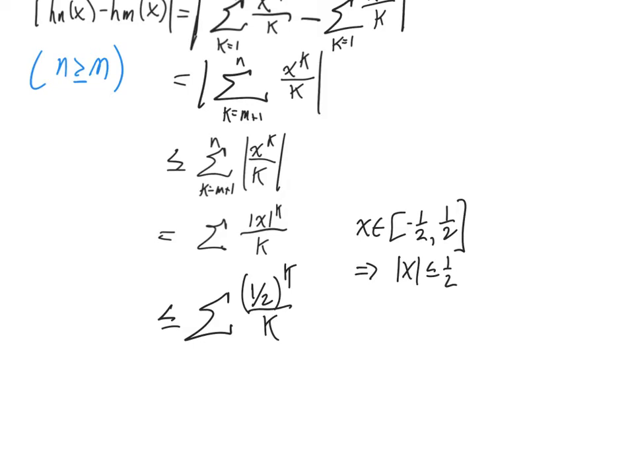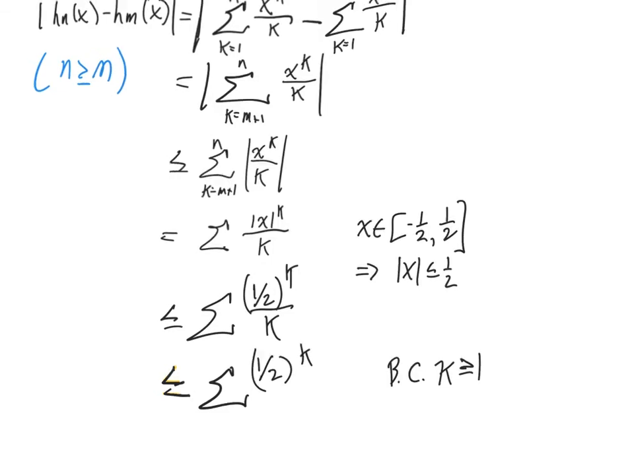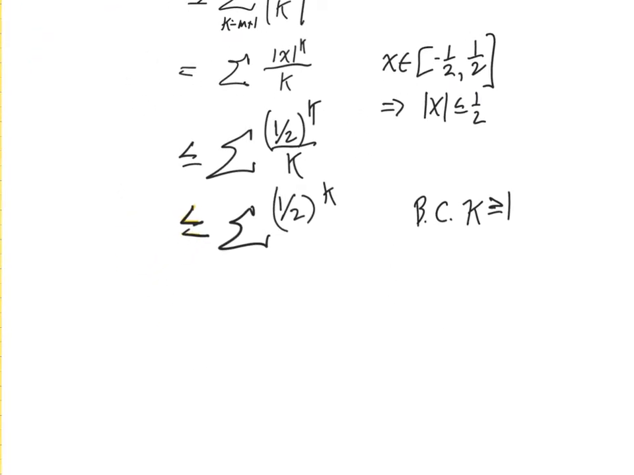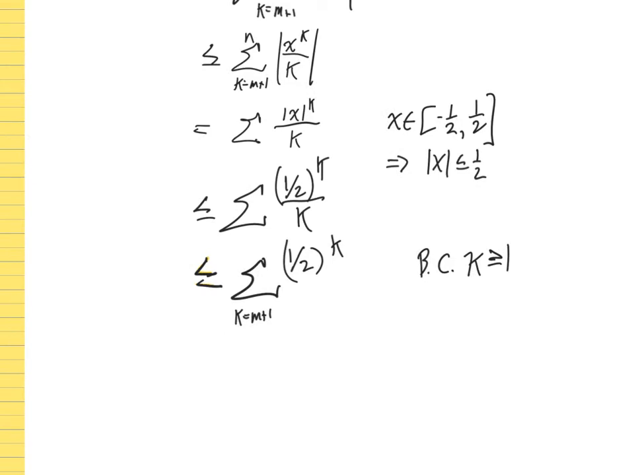And this is starting to look like the thing you would need to analyze to study a geometric series, except that there's a k in the denominator. But dividing a thing by k is just going to make it smaller. So I can make it bigger by just erasing the k. The sum of 1/2 to the k, because each of those k's is bigger than or equal to 1. Oh, neato. So that's the sum from k equals m plus 1 up to n.